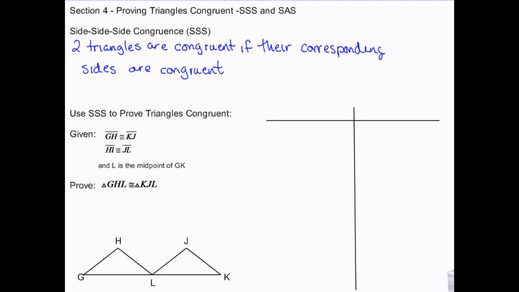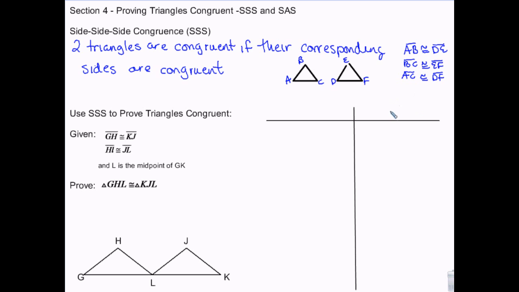Side-side-side congruence tells us that two triangles are congruent if their corresponding sides are congruent. So if I have two triangles, well, we'll pretend that's a triangle. We would need AB to be congruent to DE. BC has to be congruent to EF. And AC has to be congruent to DF. You need all three.